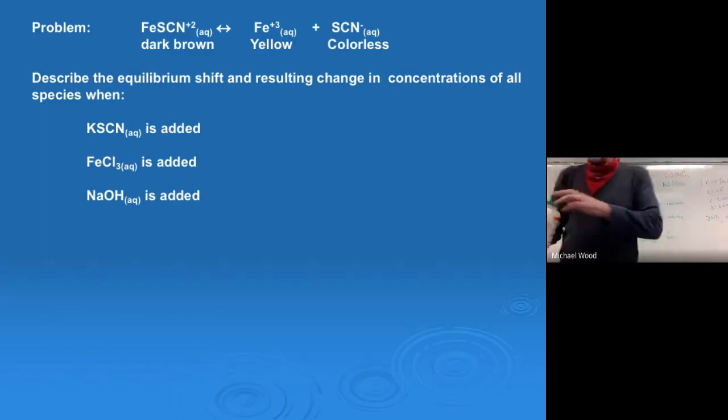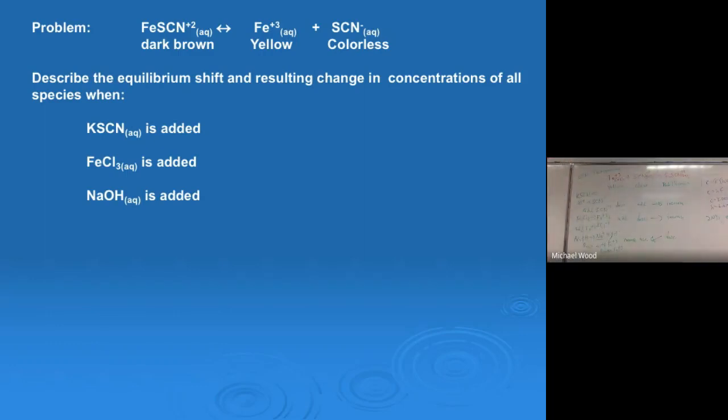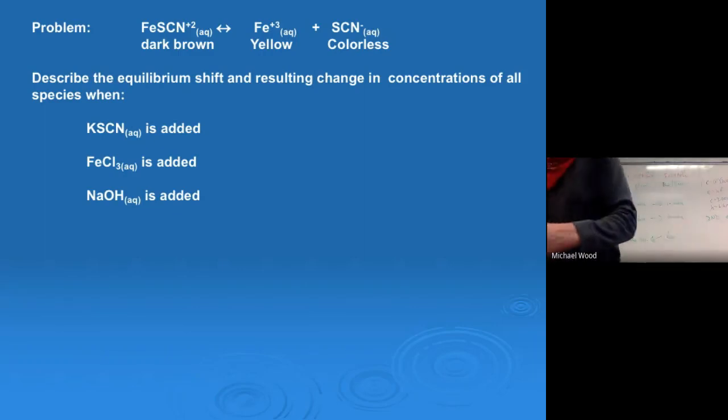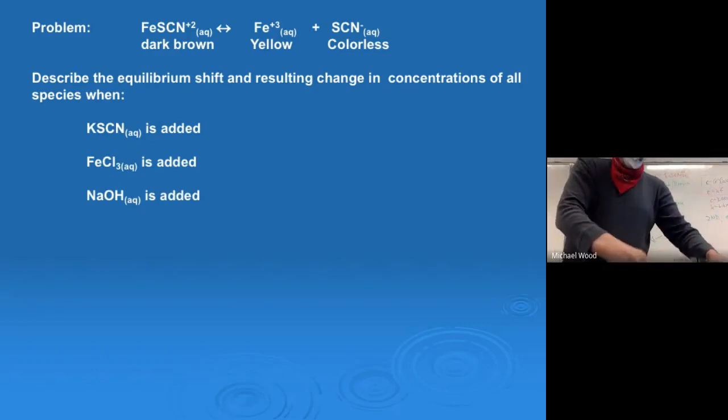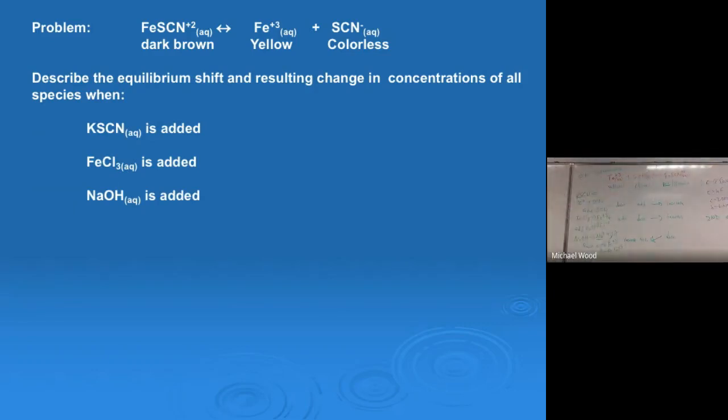Okay, so here, I actually have some solid sodium hydroxide. I'm just going to put some solid sodium hydroxide in here. And sure enough, it's just like Juliana said, it got lighter in color. So our predictions were right. So again, kind of a good visual of what we're talking about here. So increase, add, remove, or decrease, go towards.